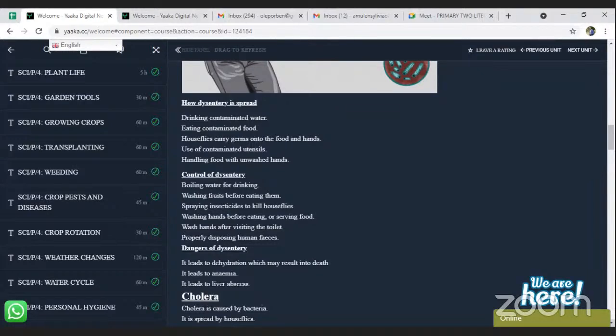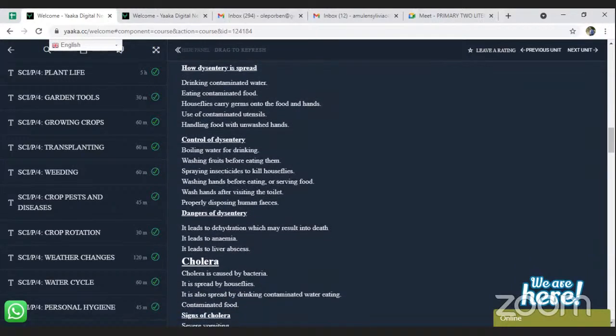Cholera. Good. Cholera is caused by bacteria. It is spread by houseflies. It is also spread by drinking contaminated water, eating contaminated food. Signs of cholera: severe vomiting, severe diarrhea. Symptoms of cholera: pain around the abdomen, body weakness.